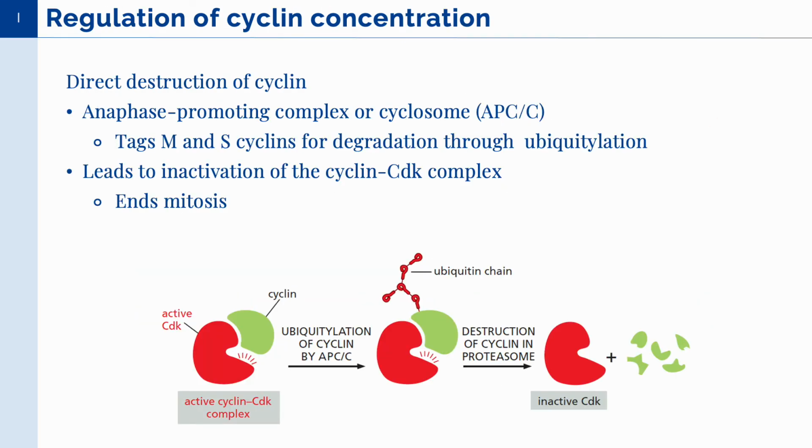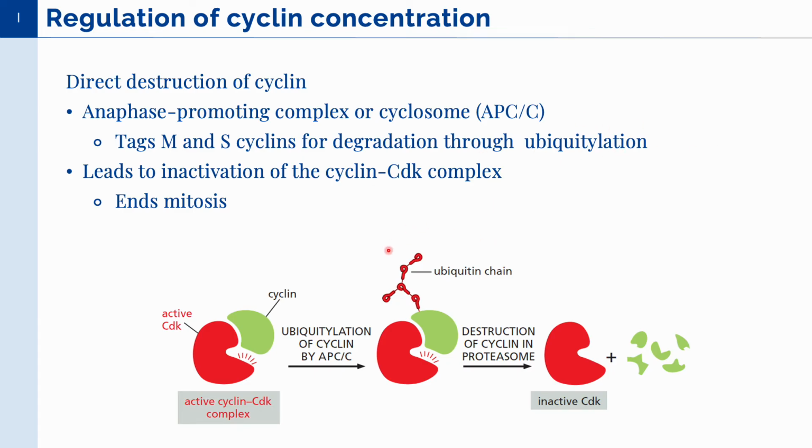Now, how does the cell regulate its different cyclin concentrations? There are a few strategies, and the first one is the direct destruction of cyclin. So when cyclin is no longer needed, the cell uses a protein called the anaphase promoting complex or cyclosome, abbreviated APC/C, and this tags our M and S cyclins for degradation through ubiquitination.